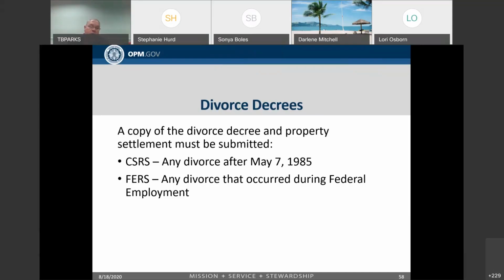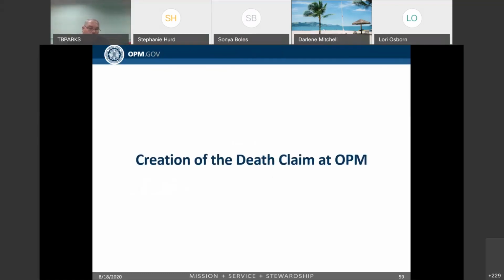Okay, so far we've talked about everything that goes into the packet, whatever information we need, and everything that the agency is going to do, and it's going to be sent over to payroll. Now, once everything's sent to OPM, let's talk a little bit about what happens to the death claim, or what we do with it whenever we get that information.